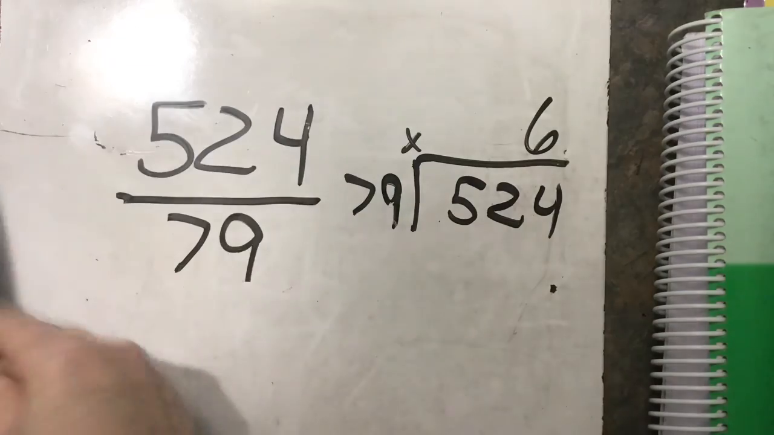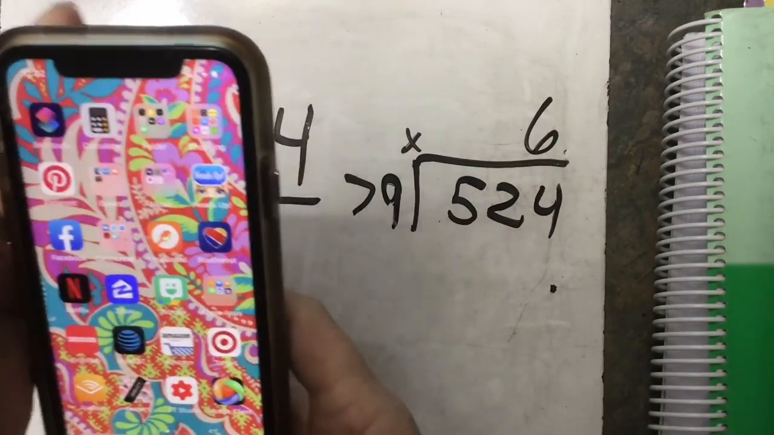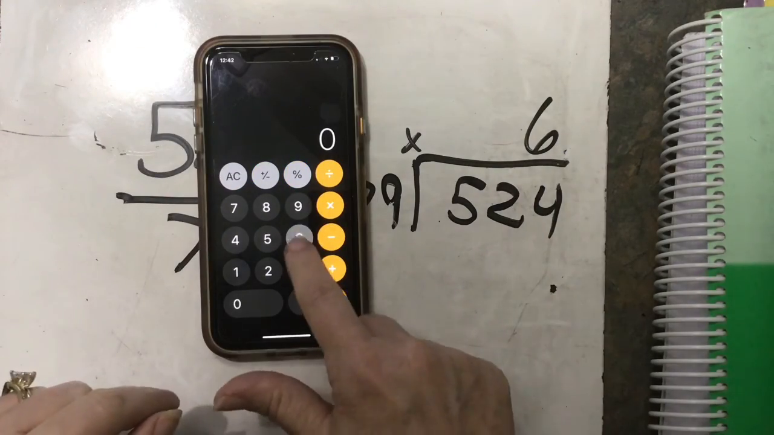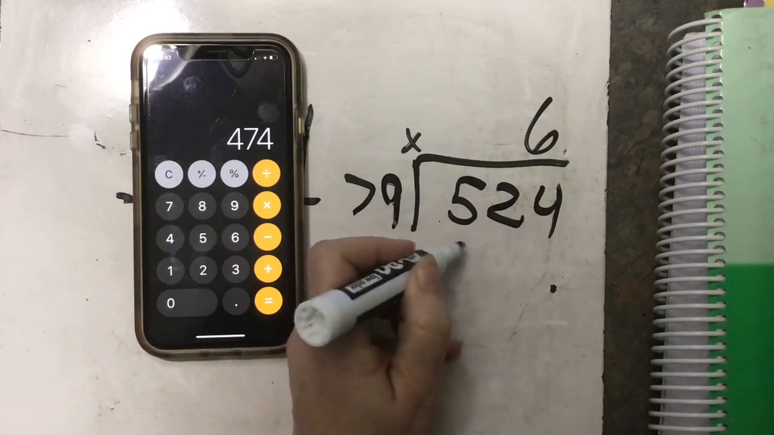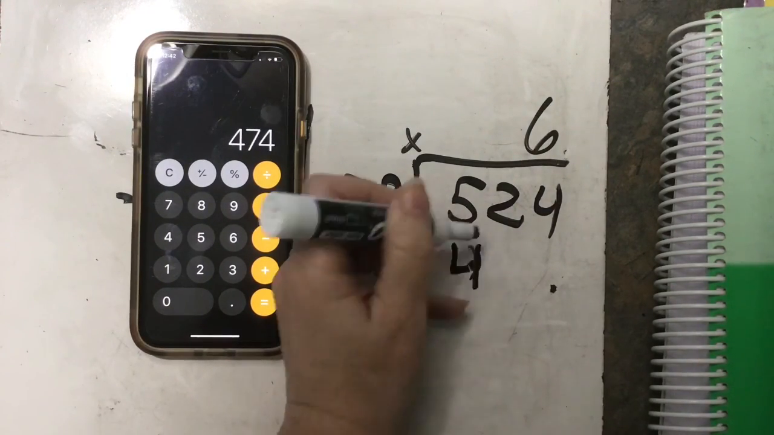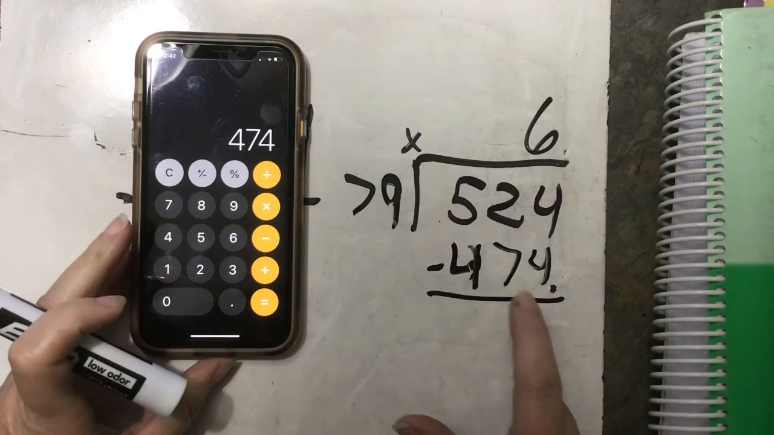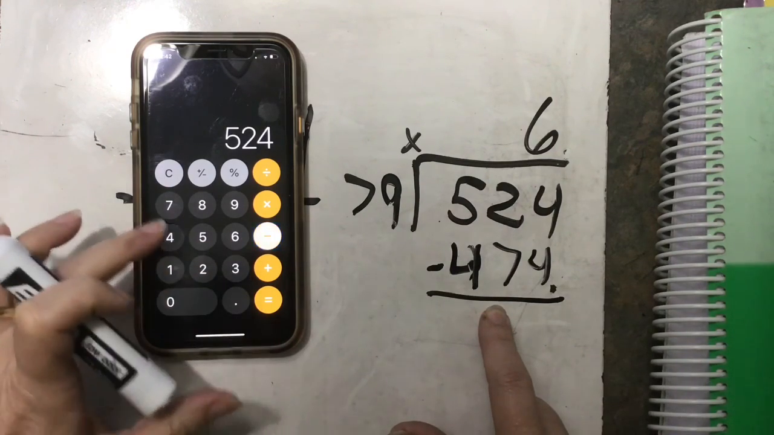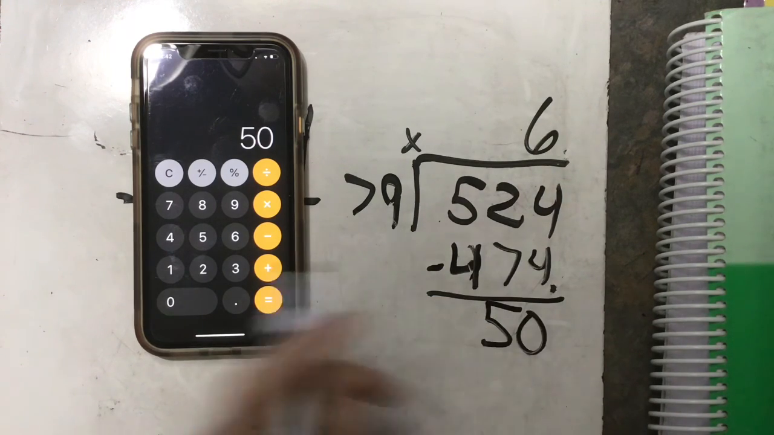Oh, obviously this calculator doesn't work. You know, that's just pretty typical. Okay, let's do this one. All right, 6 times 79. Okay, that gives us 474. Okay, now we're going to subtract. Do you remember all of this? Is this coming back to you? I hope so. 474. That leaves us with 50.